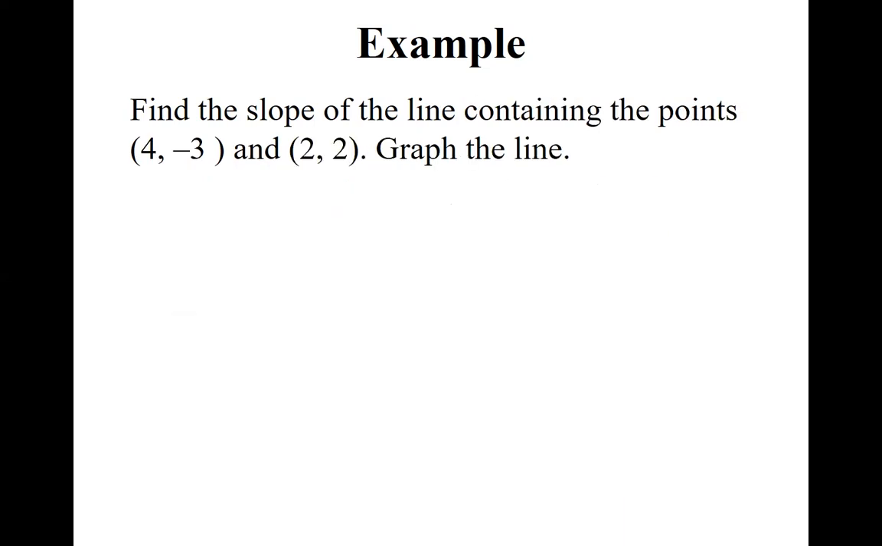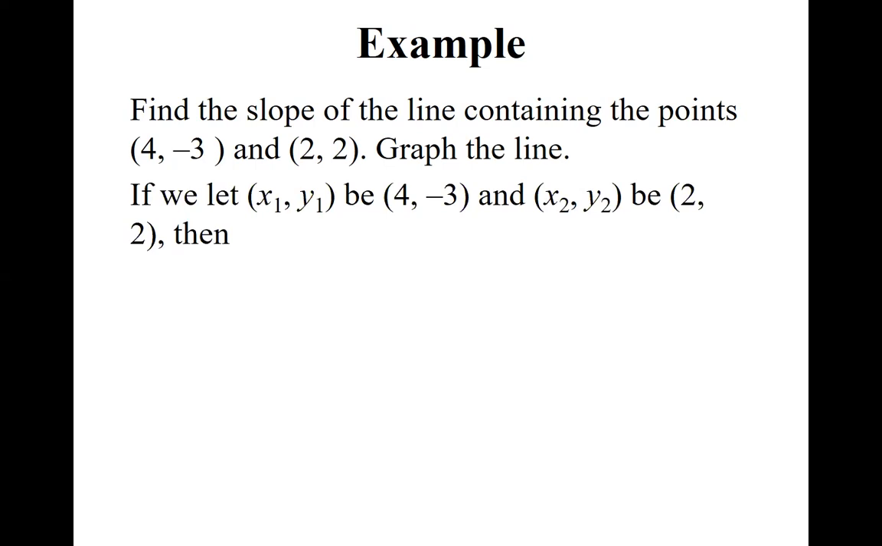Let's find the slope of the line containing the points 4, negative 3, and 2, 2. So again, we'll let our point 1, our x1, y1, be 4, negative 3. We'll let our point 2, x2, y2, be 2, 2. Then in the formula, be very careful. Y2 is 2 minus y1 is negative 3. So minus a negative on the top.